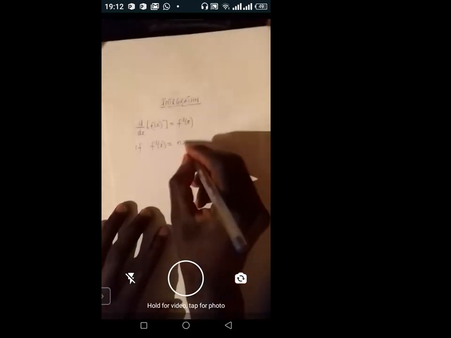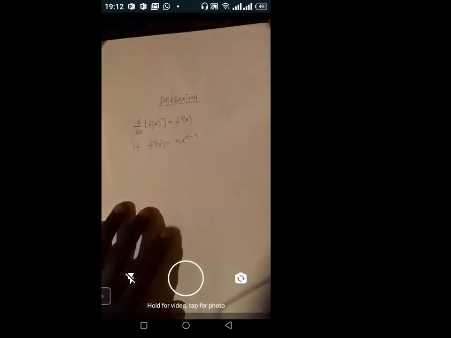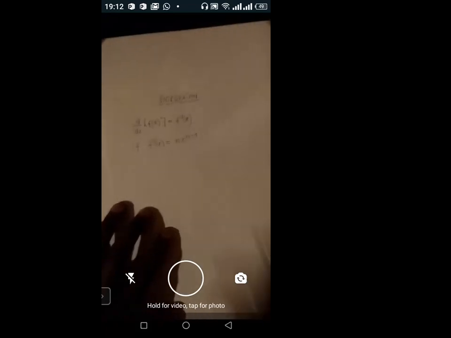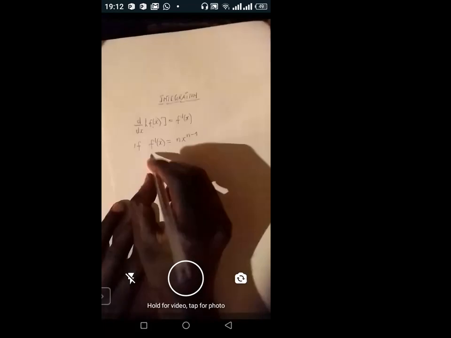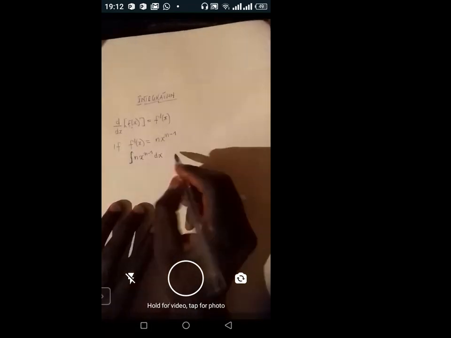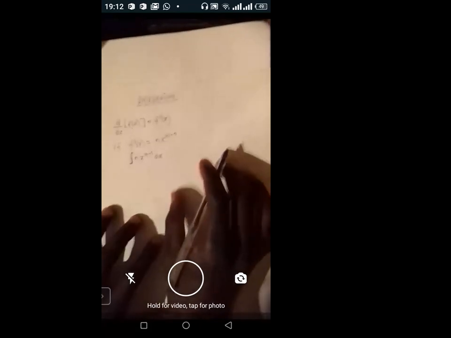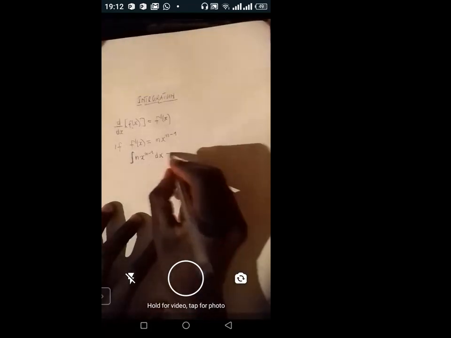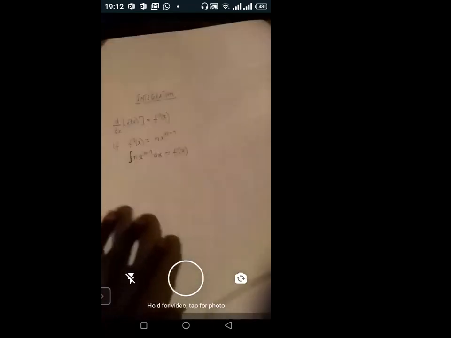So in general, if we have, say, f prime of x equal to n times x to the power n minus 1, you're going to denote integration with this sign, which is an elongated s. So we need to find the integral of this, x to the power n minus 1 dx. If f prime of x is equal to that, then you need to get some function f of x.